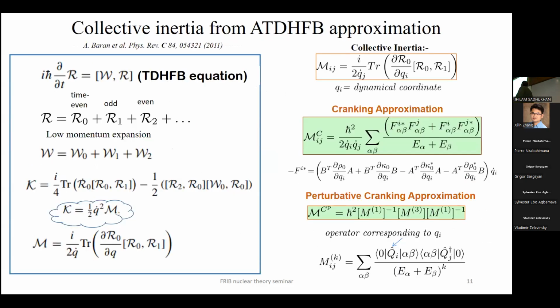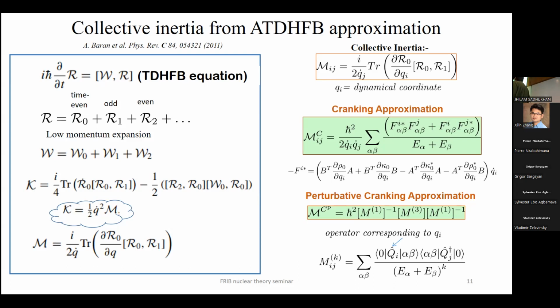Then after obtaining the energy, we need to know the inertia. So we apply the adiabatic time-dependent Hartree-Fock-Bogoliubov approximation. It is basically derived like this. So here I've written this. This is the time-dependent Hartree-Fock-Bogoliubov equation. And if we do an expansion of this R, the generalized density, in terms of the collective momentum, and if we take the low momentum approximation, then we can just keep a few lower order terms.